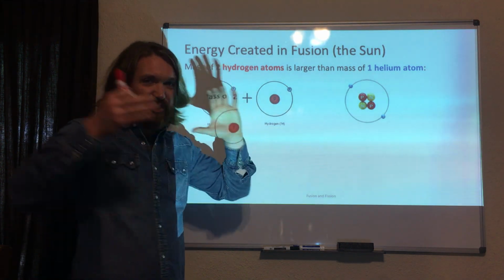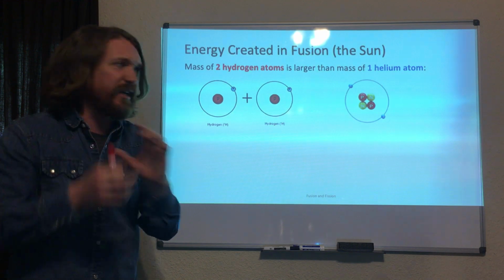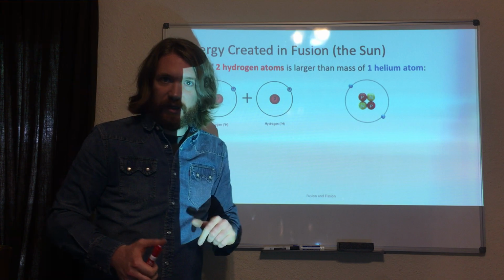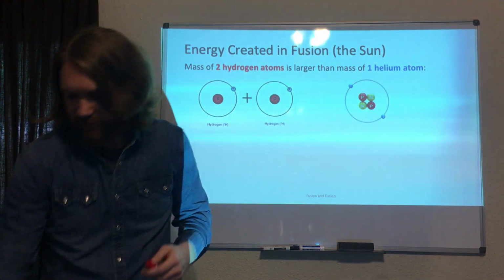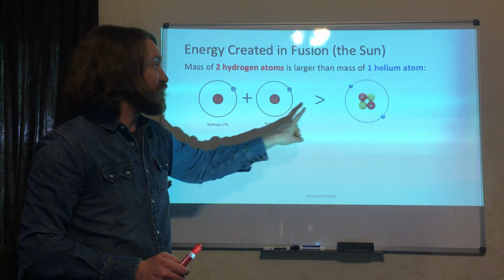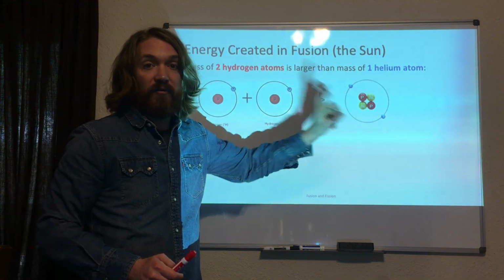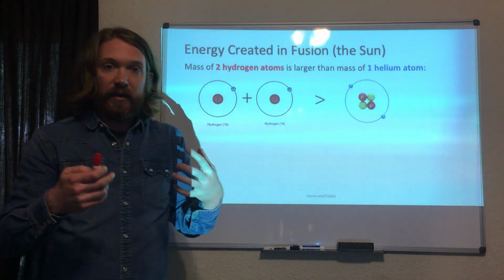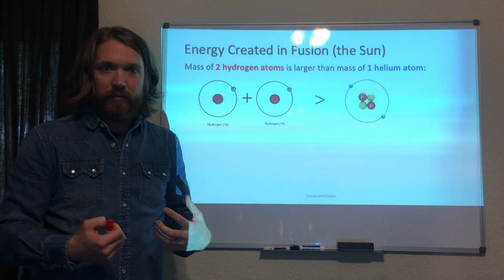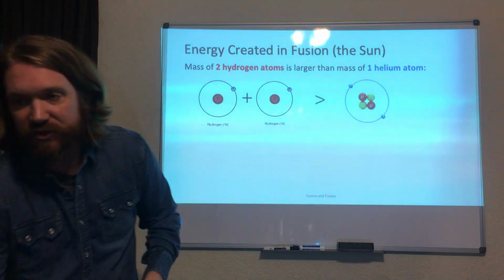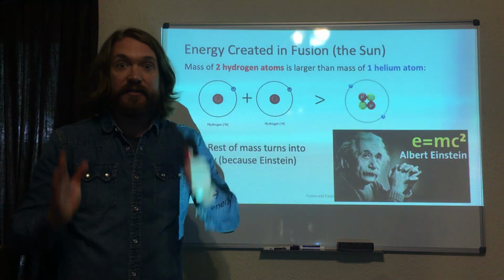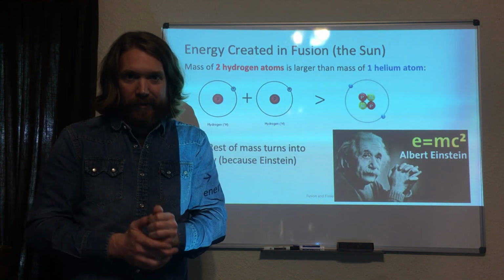We add them up, we squish them together with tons of pressure and heat, and they become a helium atom, which has two protons and two electrons, all right? The same thing happens. The mass of these two hydrogen atoms is greater than the mass of one helium atom. So again, we lose some mass in this reaction, but the mass is not lost, it's just converted into pure energy because of Einstein, okay?